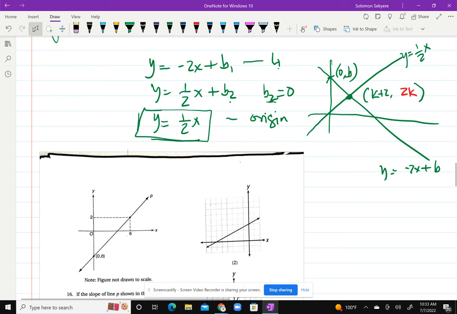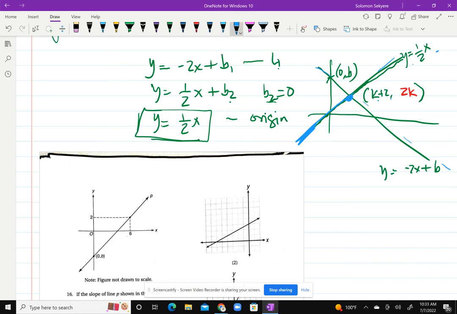Okay, so what? It's a positive slope and it goes to the origin. So it looks like this, this line right here going through the origin, and it's y equals half x. And this one here is the other one. They meet at a point here, and the coordinates of that point are k plus 2 and 2k.